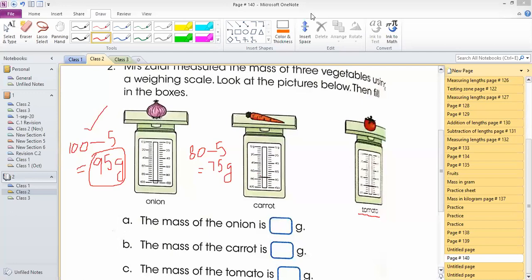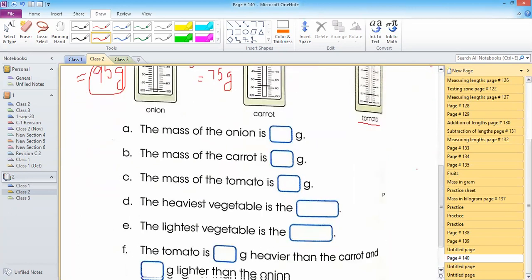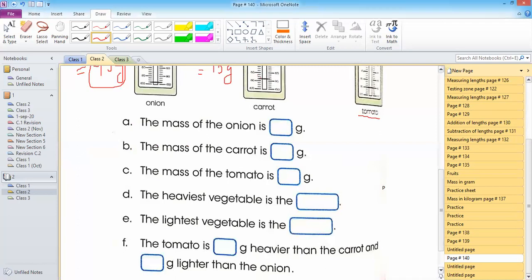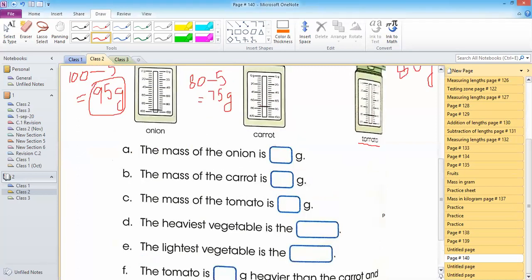80. That's very good. The mass of this tomato is 80 gram because you can see the needle is exactly at 80. It is pointed at 80. So this is 80 gram. Now you can just fill this out. The mass of onion is 95.